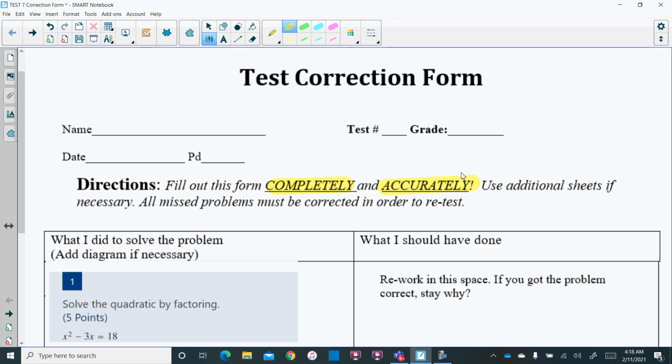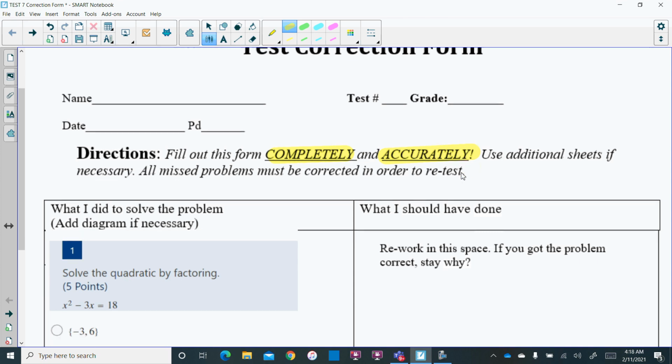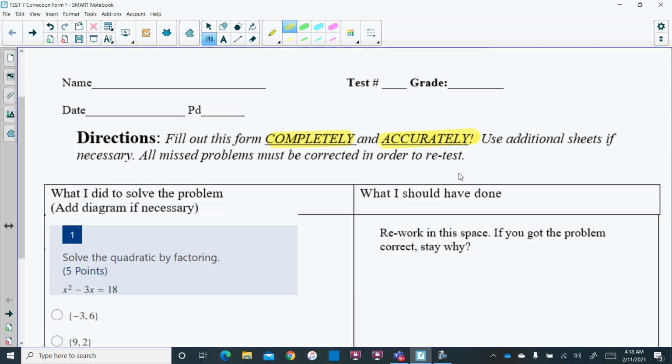Use additional sheets if you need more. I believe I only attached 1 sheet to the assignment in Teams, which is a total of 4 boxes. All missed problems must be completed in order to retest, if you need to retest. We'll talk about that at the end, and I'll go into more detail in class.